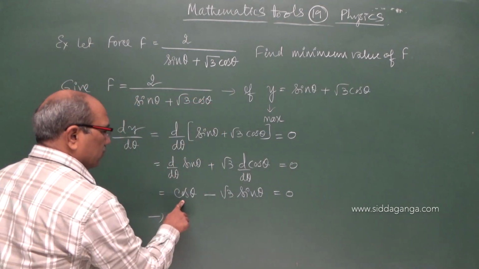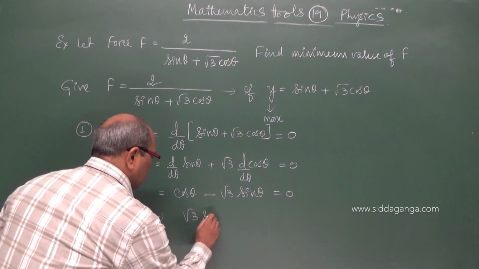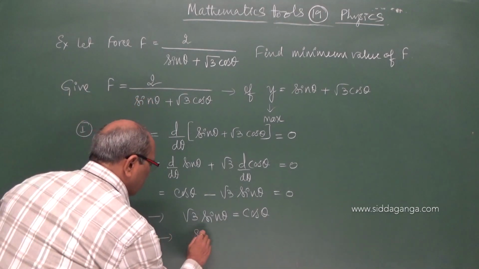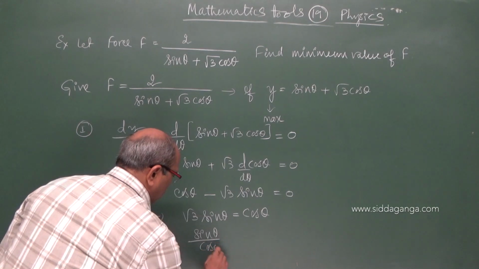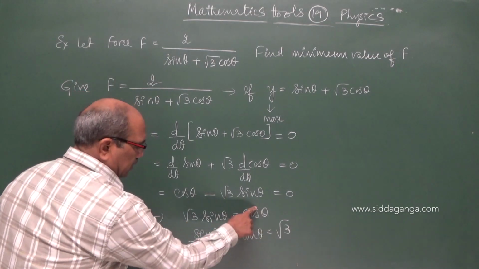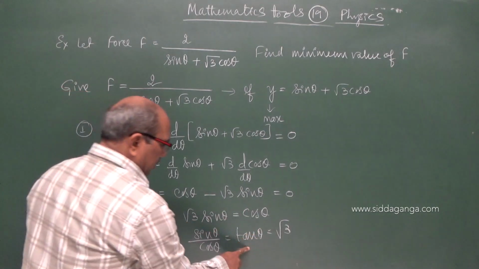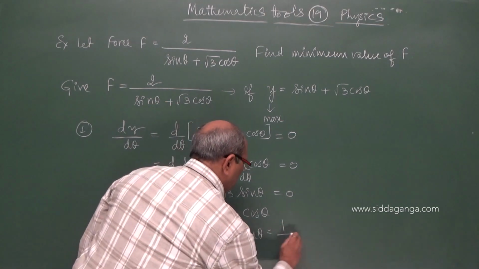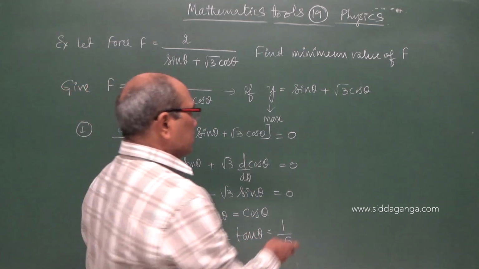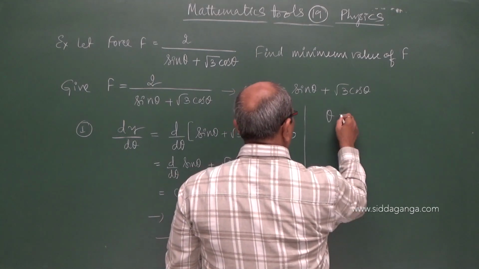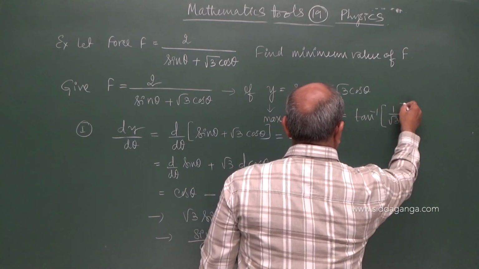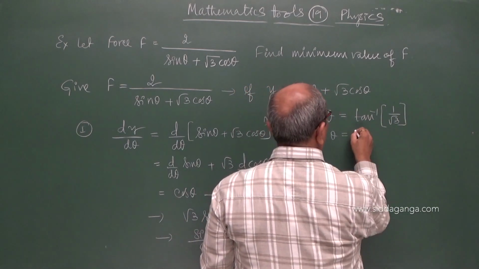Or I can say, if I take the root 3 sin theta is equal to cos theta, or sin theta by cos theta is nothing but tan theta, which is root 3. Root 3 take that side and cos theta bring this side. Tan theta becomes 1 by root 3, sorry, because root 3 goes to the denominator and cos theta comes this side. This suggests theta is equal to tan inverse of 1 by root 3. You know its value is equal to 30 degrees.